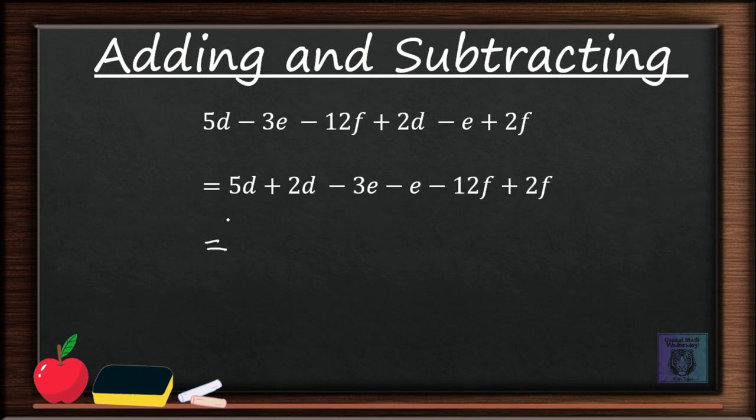If I'm going to skip a little step here, so the 5, that would give us 7d. So minus 3, remember the minus, minus another, so that would be a minus 4e. And this here, the minus 12 plus the 2, remember the minus, that would give you a 10f. So that would be 7d minus 4e.